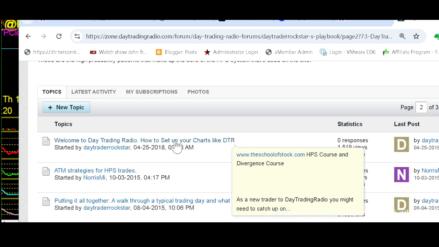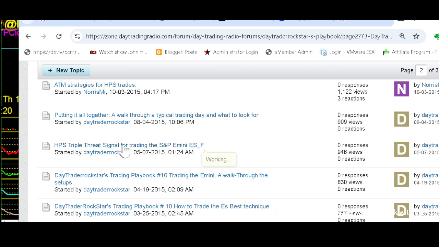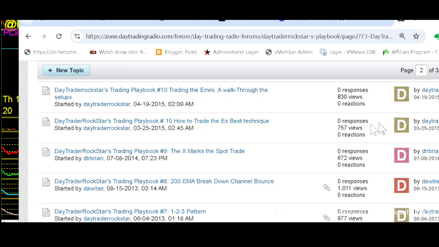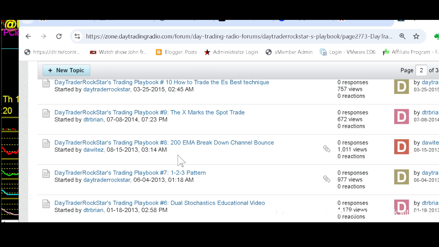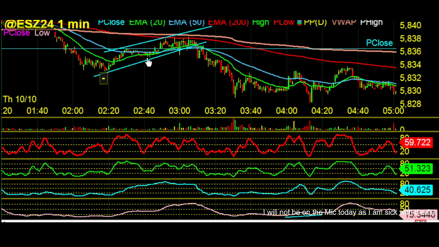But again, how to set up your charts, like DTR, ATM strategies, HPS, triple threat setups. I mean, these might be over a lot of people's heads. Again, there's a lot of information on here that will go all the way back. This is 2013. But these things hold through time. These are playbook trades. These are things that we look for. Over the time, I've managed to narrow our signals down to a very exact entry criteria. Very important that now we have such a good criteria that it's almost worth waiting for that.